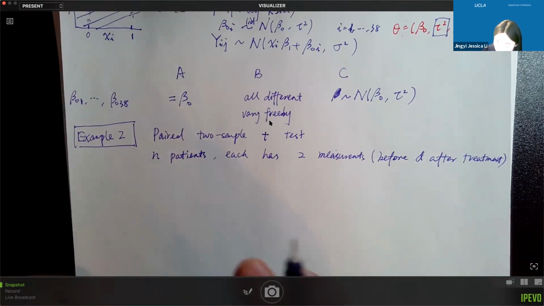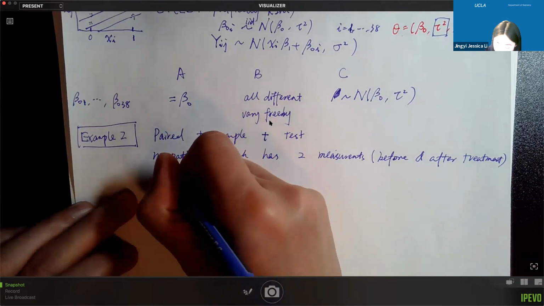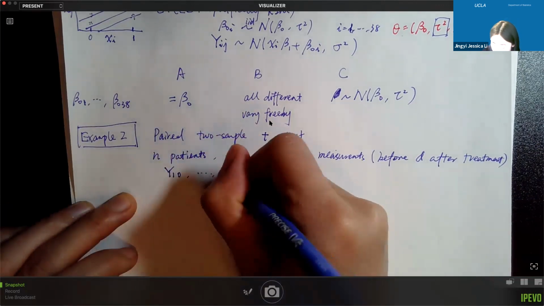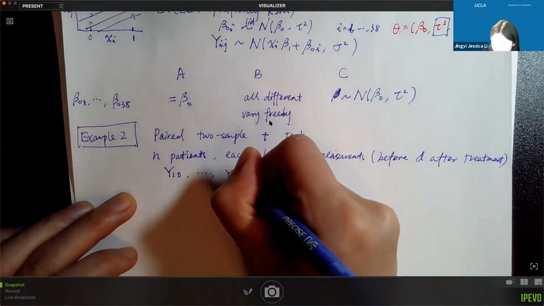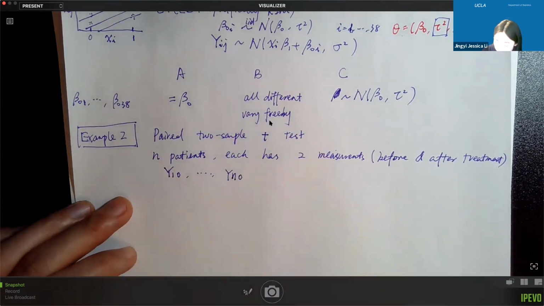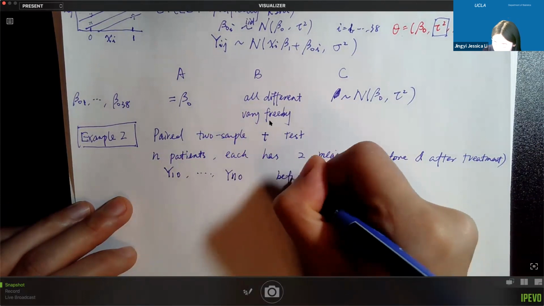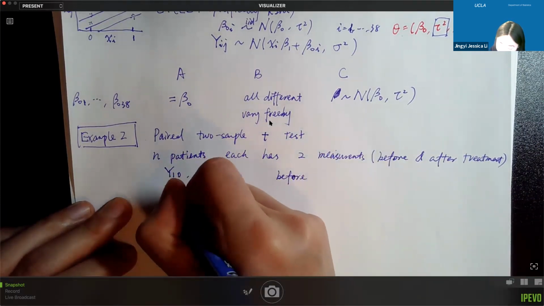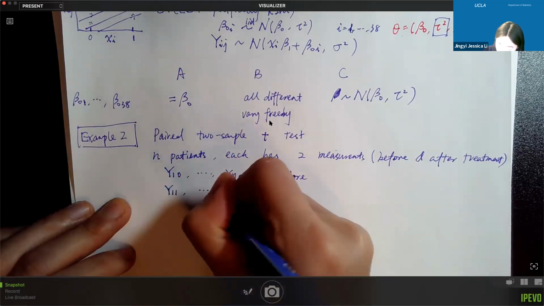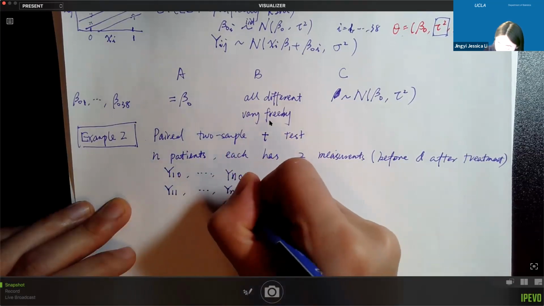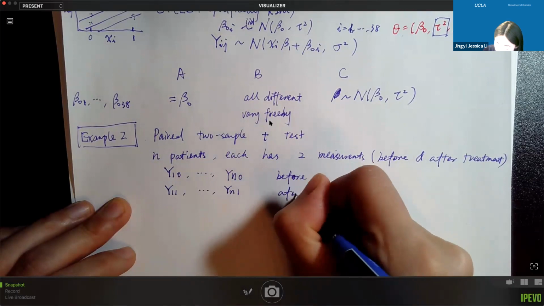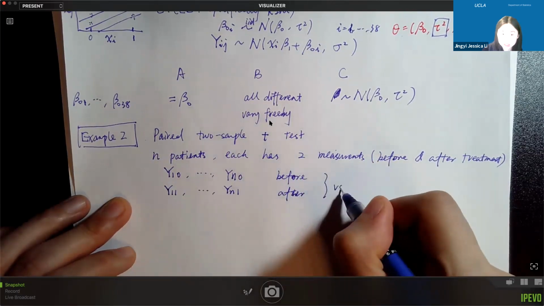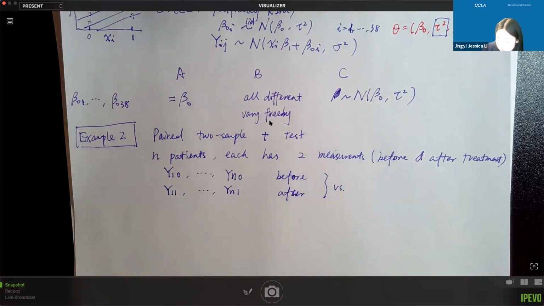So we can denote those as, say, y10 to yn0. So these are the before treatment observations. And we have for each patient the after treatment observation, y11 to yn1. This is the after treatment observation. And we want to compare these two to see whether there's any treatment effect.